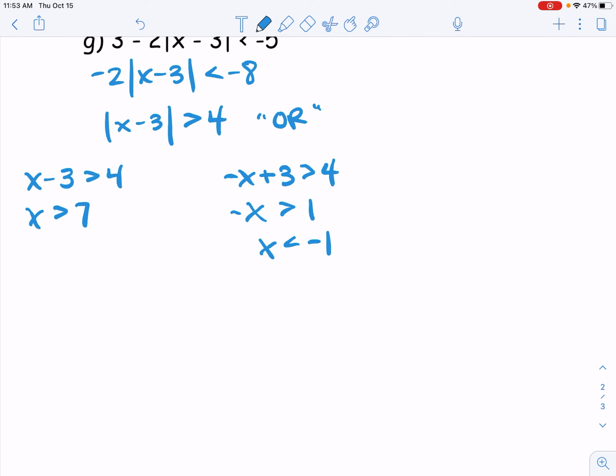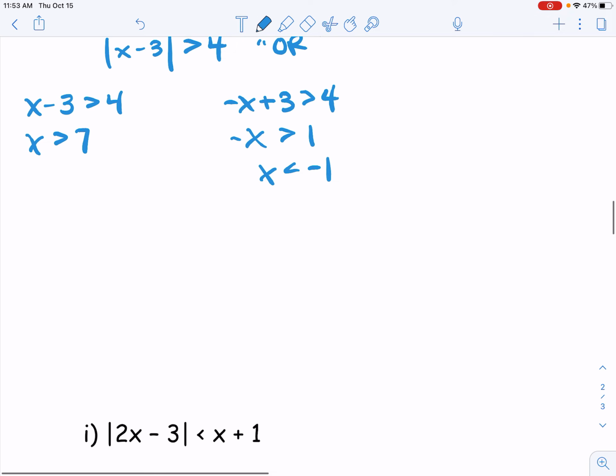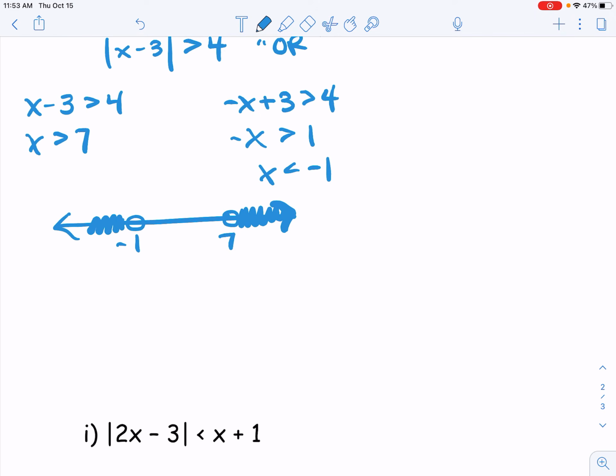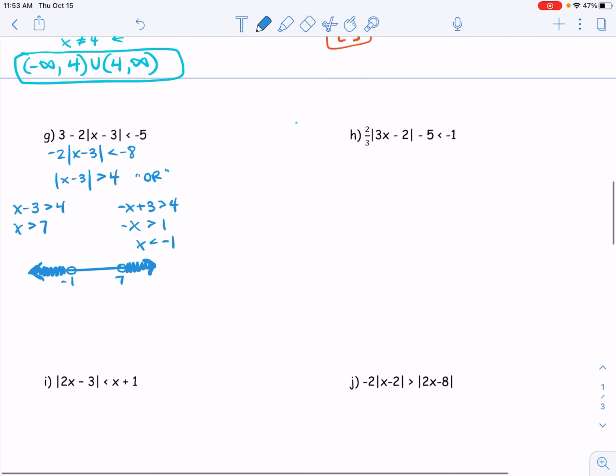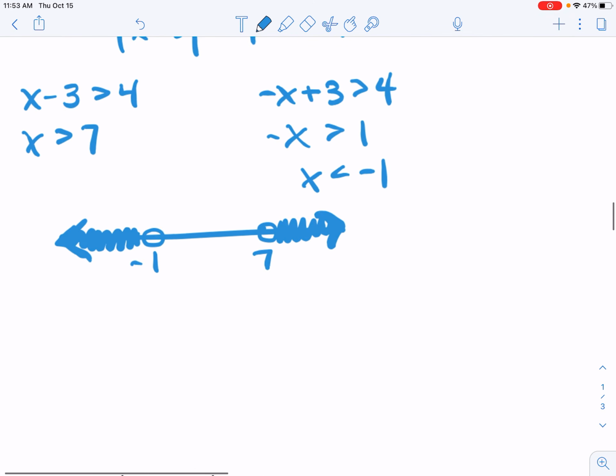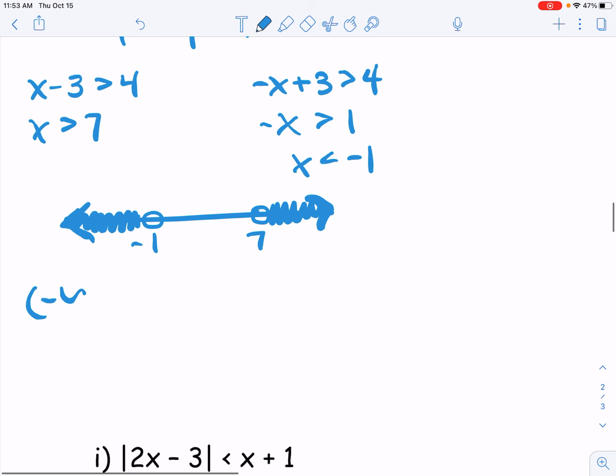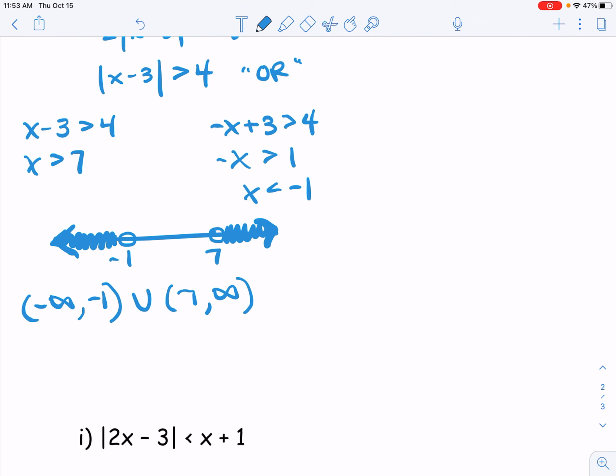Here we go. At this step, I'm going to graph. -1 would be here, 7 would be here. Both of these are going to be open dots because it's just greater than or less than. x is greater than 7 is going to be all of these. x is less than -1 is going to be all of this. That confirms that it is an or statement, because I am seeing from -infinity all the way to -1, not including, and then 7 to infinity, not including that 7 either.